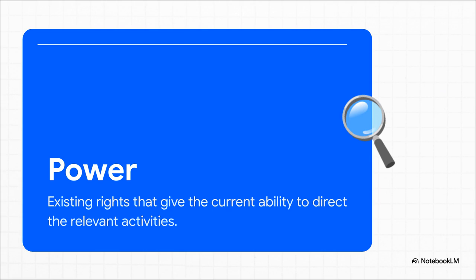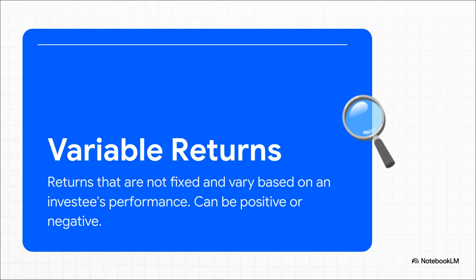First up, power. Now, we're not talking about just any power. It's the ability to direct the relevant activities. And what are those? They're the big decisions. Stuff like setting the budget, hiring and firing the top execs, or approving major new projects. It's about who can make the calls that really move the needle. Next, you've got variable returns. This is a fancy way of saying the investor has skin in the game.